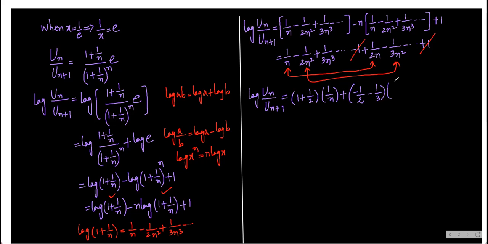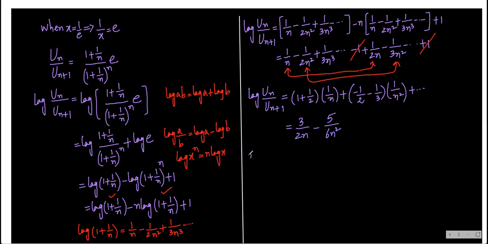Taking 1 by n square common, the remaining terms I don't want. We write plus and so on. Two terms are enough. Now, 1 plus 1 by 2 is 3 by 2, so can I write directly 3 by 2n? 1 plus 1 by 2 is 3 by 2 into 1 by n, so 3 by 2n. Here plus 1 by 2 minus 1 by 3 is minus 5 by 6, so directly minus 5 by 6n square. You can use the calculator to add these two values.